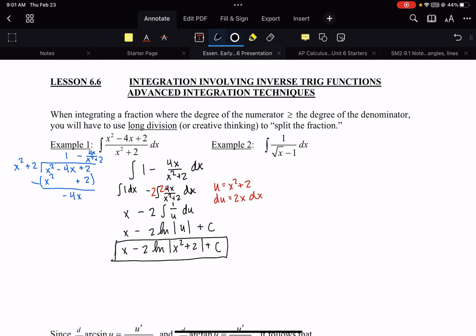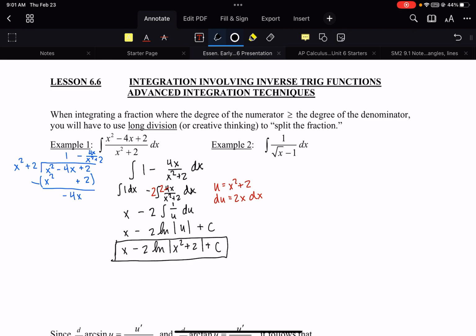All right, that was the first type of kind of weird integration. Just as a note, long division is not a super, super common thing that you're going to see, so I wouldn't stress too much about it. I would learn how to do it, but I wouldn't kill yourself learning how to do long division of polynomials.